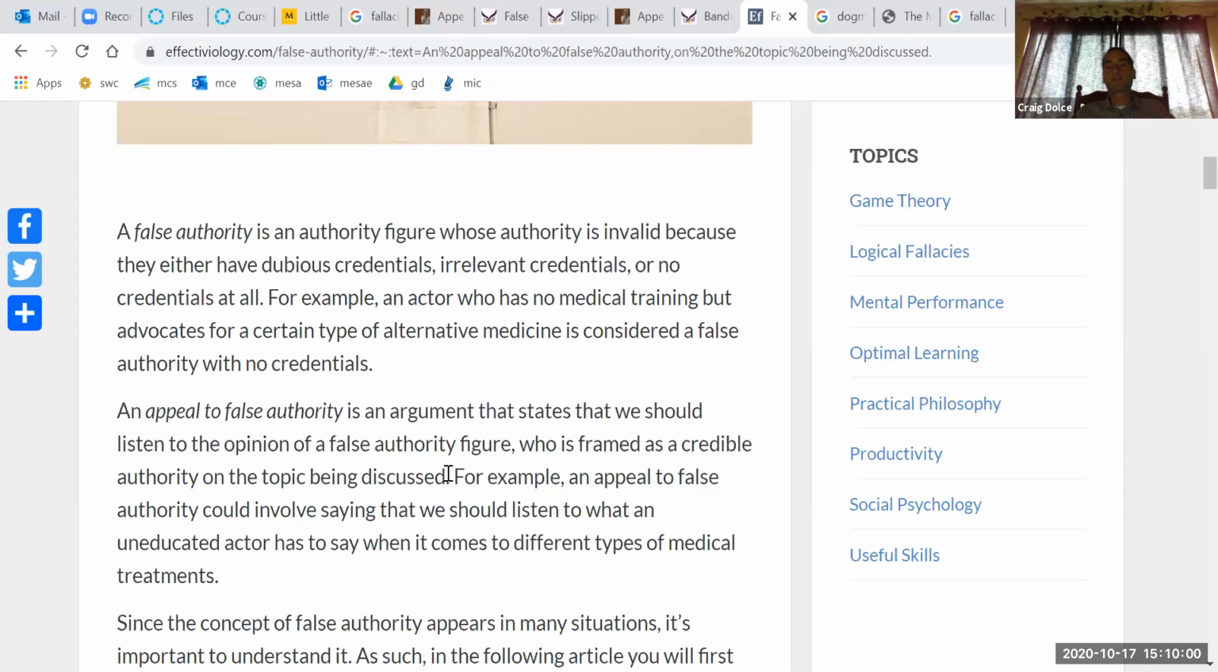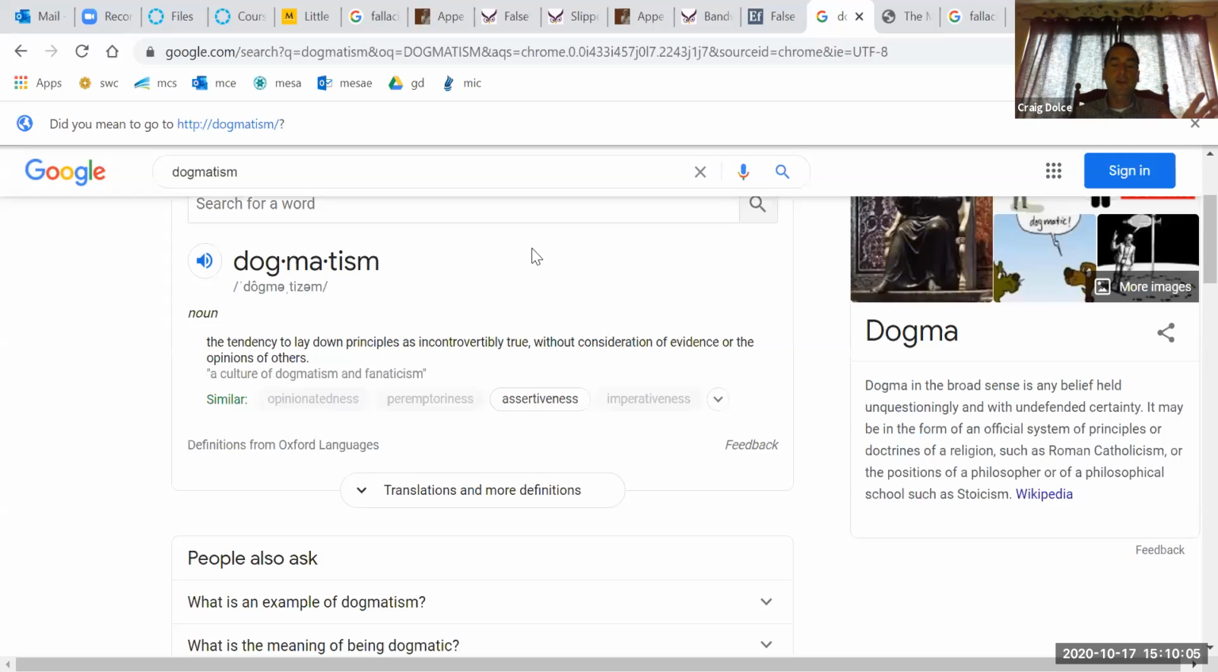So that brings us to our last fallacy, and this one's a big one, right? Dogmatism. Basically, it's when people say, I'm right and everybody else is wrong, and there's no possibility that anybody else has any sort of logical, incontrovertibly true contention with me. Dogma, in the broad sense, is any belief held unquestioningly and with undefended certainty, maybe in the form of an official system of principles, doctrines of religion, or positions of a philosopher.